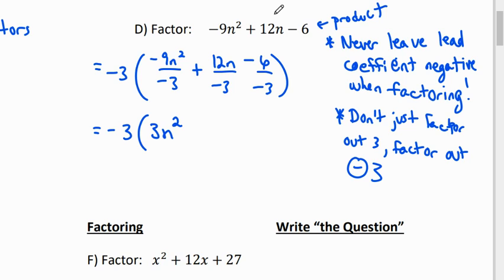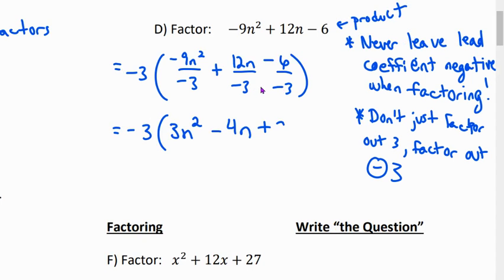You can only factor out the variable if all the terms, all 3 of them, have that same variable. Since the 6 does not have a variable, we cannot factor out an n from any of the terms. So that's why the n squared and the n are going to stay the same. All right, my next term, the 12n divided by negative 3 will then leave me with negative 4n. And then the negative 6 divided by the negative 3 will be now a positive 2.